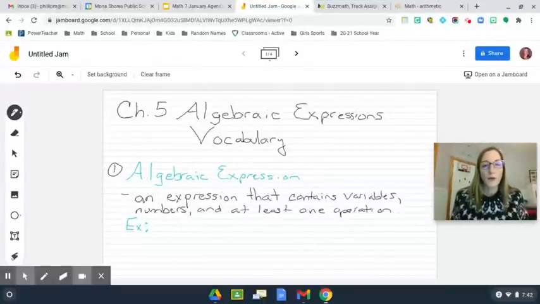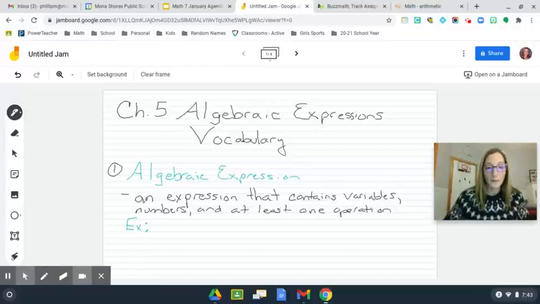On your paper, go ahead and start to write that down. I'm going to read the definition for algebraic expression, and then I'm going to pause so you have the opportunity to get that written on your paper, and then we're going to talk about some examples. An algebraic expression is an expression that contains variables, numbers, and at least one operation. I'm going to pause, make sure you have that definition written down, and we're going to look at some examples in just a minute.